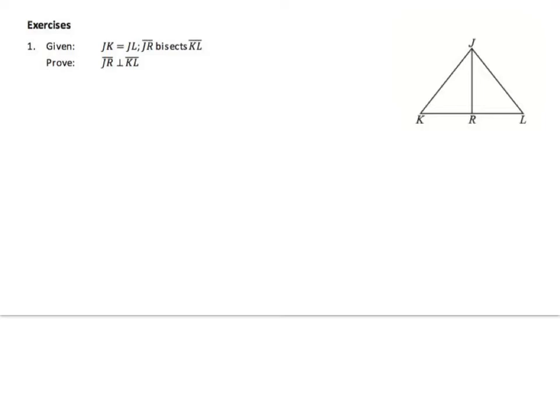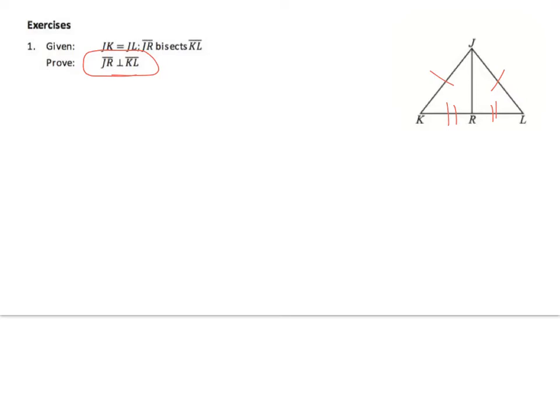All right, let's try another one. So let's mark what's given. JK is congruent to JL, and JR bisects KL. So we just did JR bisects KL. Prove that JR is perpendicular to KL.